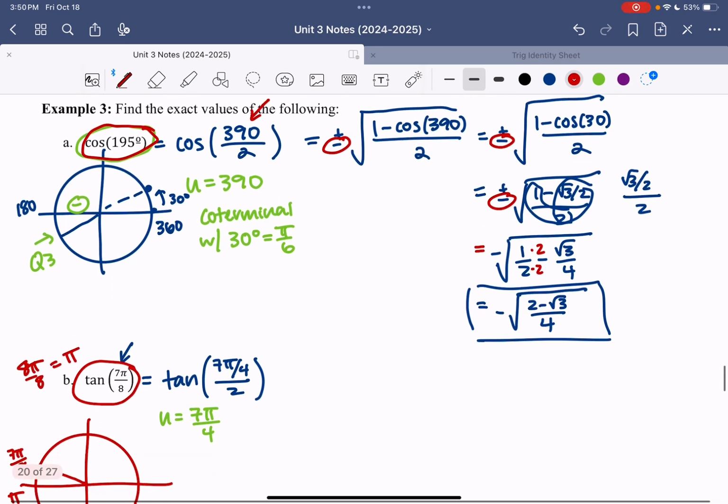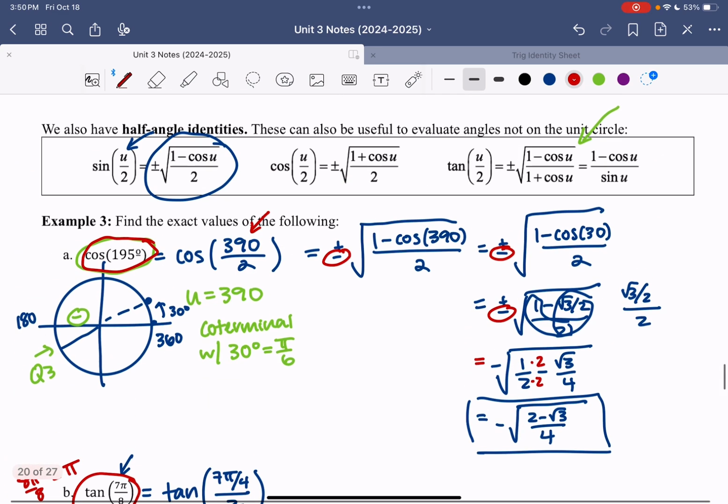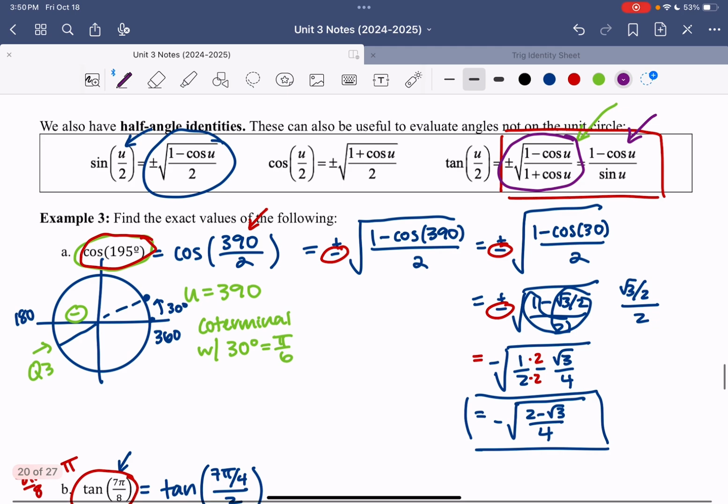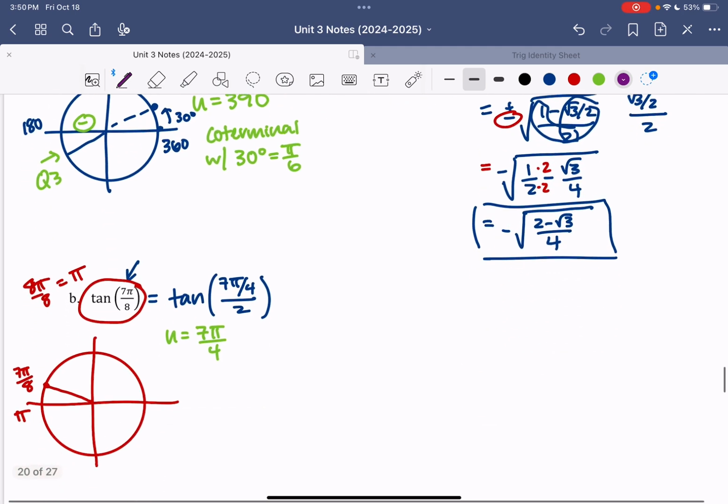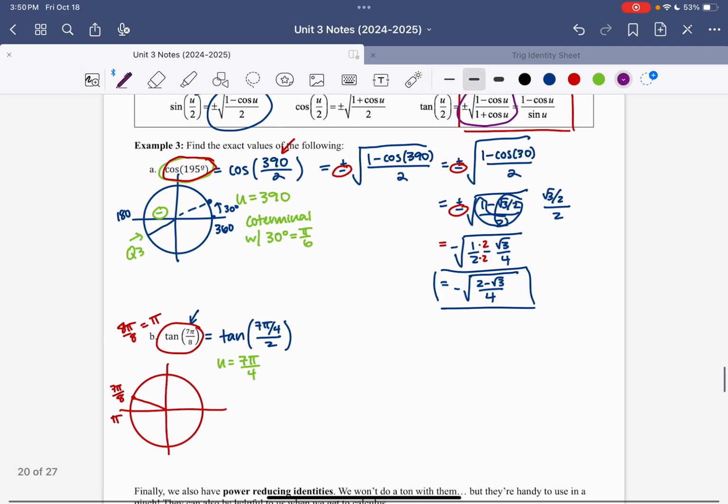Okay, so since this is a tangent problem, I do see that there are two possibilities that we can use. Let's use the first one. The only reason I want to use the first one is I want to have a class discussion, again, like I said, about why that second one is equivalent. So we're going to use the plus or minus square root of 1 minus cosine of u over 1 plus cosine of u. And I need to write that down.